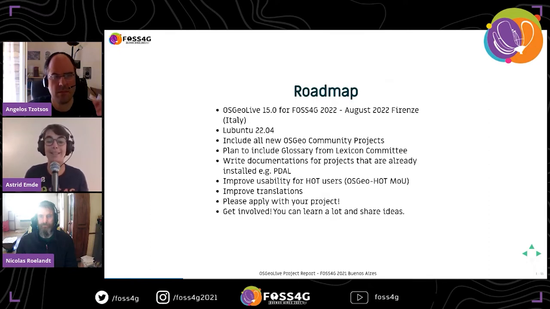So let's have a look at our roadmap. We are preparing for OSGeoLive 15, which will be released next year and has to be ready for the next FOSS4G 2022 in Florence in Italy. And we plan to use the Lubuntu version 22.04. And we want to include new OSGeo community projects. So you heard the shout out already from Angelos. And we plan to include a glossary from the lexicon committee, and we are working together with them at the moment.